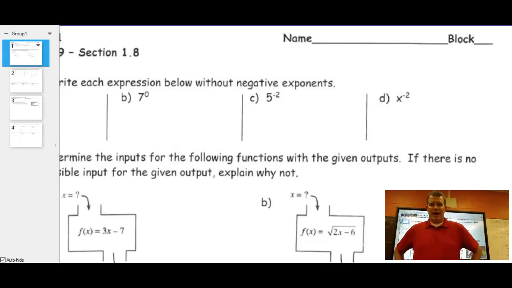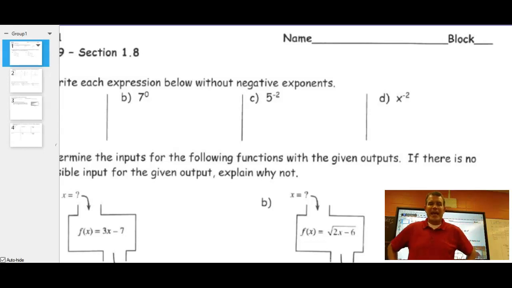Okay? So number 1, A should be 1/4, B should be 1, C should be 1 over 25, and D should be 1 over x squared. Number 2, A should be x equals 2, and B should be x equals 53.